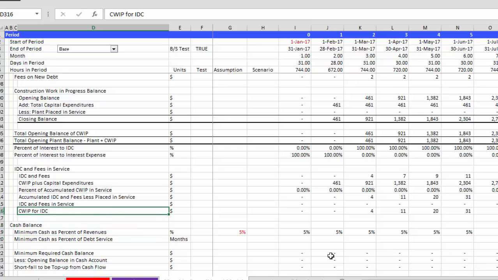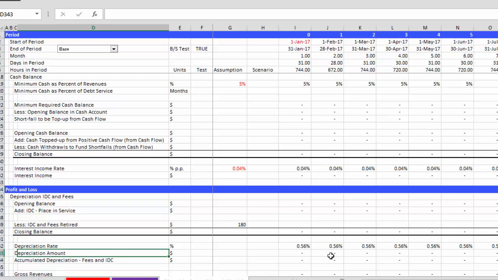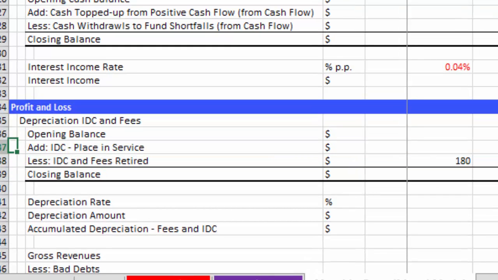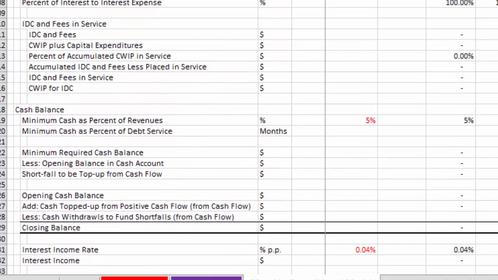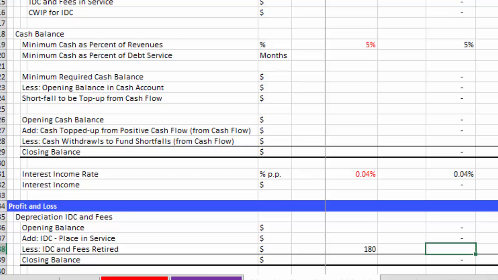Okay, and that has to be added to the balance sheet. I discovered that because, of course, I didn't put it in. And then the final thing is, instead of just putting the IDC, we take the IDC that is placed in service. Okay, so we just put this in, and then I forgot to compute the retirement.